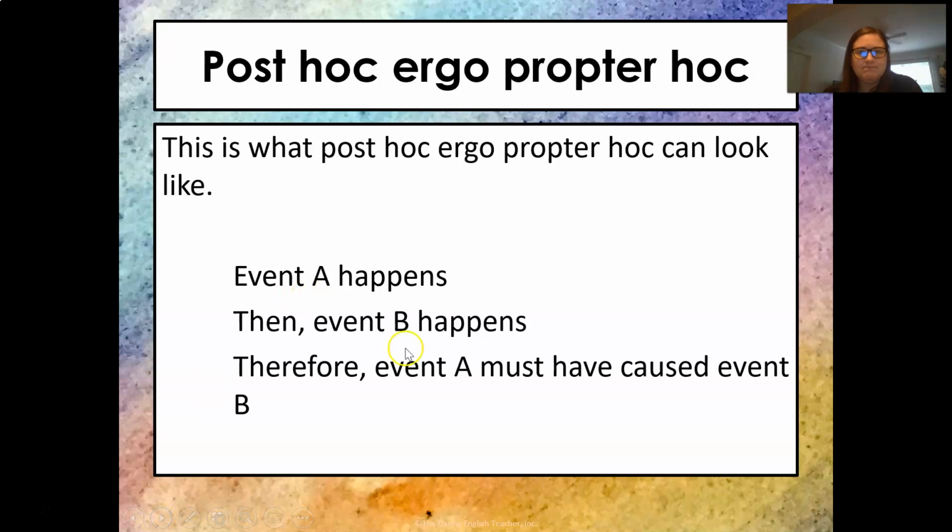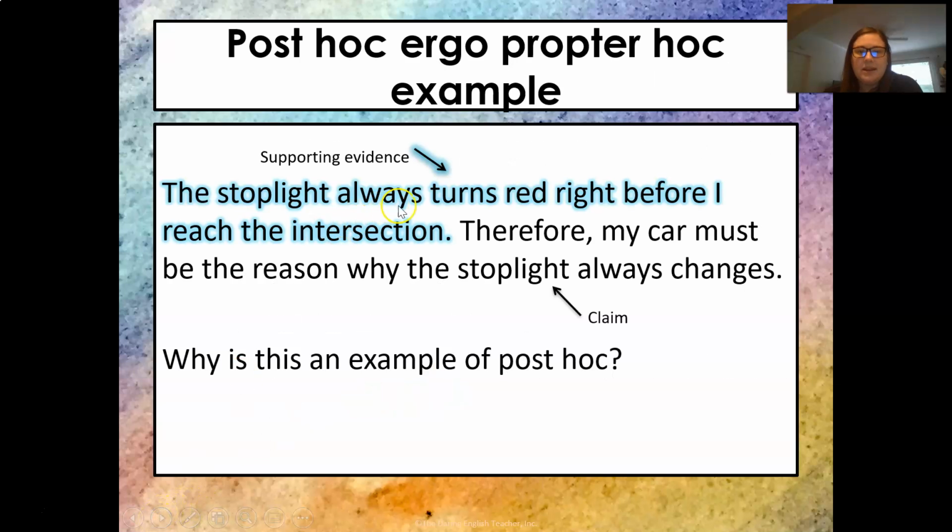Event A happens, event B happens, therefore event A must have caused event B. Here's an example. The stoplight always turns red right before I reach the intersection. Therefore, my car must be the reason why the stoplight always changes. So when I say this, you can realize, like, Miss Rice, that's crazy. Your car isn't causing the stoplight to change.